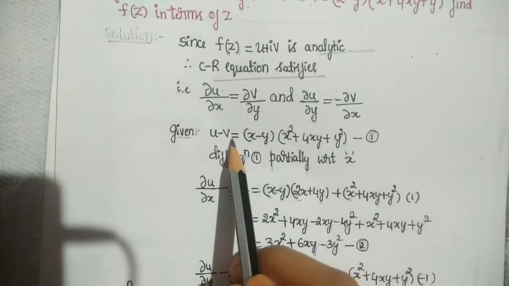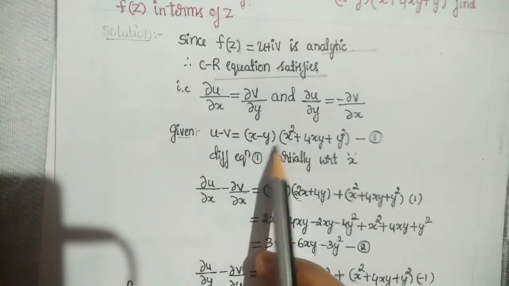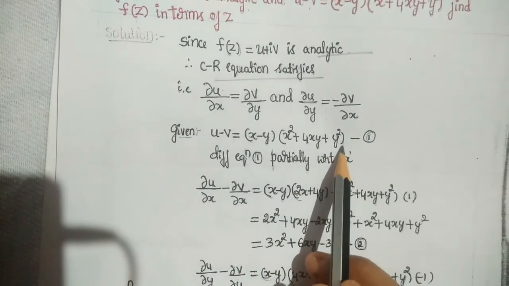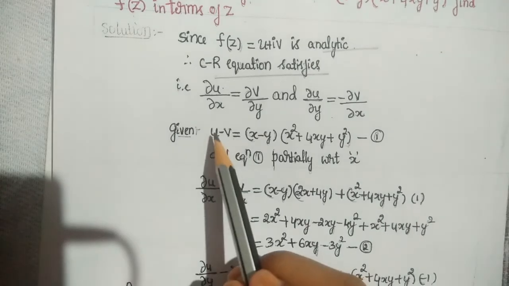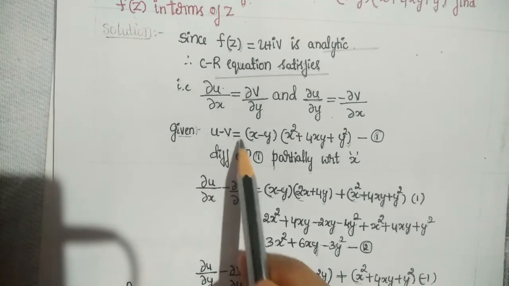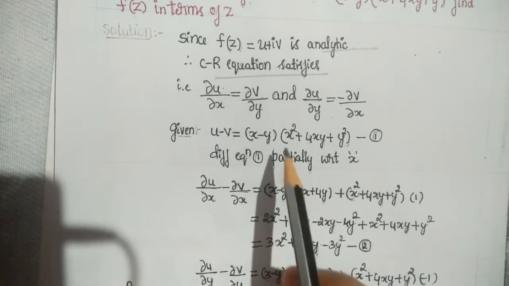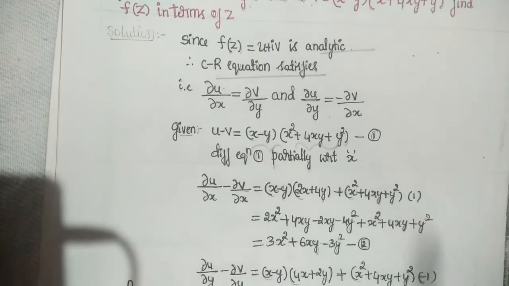So consider u − v, that is (x − y)(x² + 4xy + y²). Differentiate this with respect to x and also with respect to y. So what you get? u becomes ∂u/∂x, v becomes ∂v/∂x. Then here we have two functions.